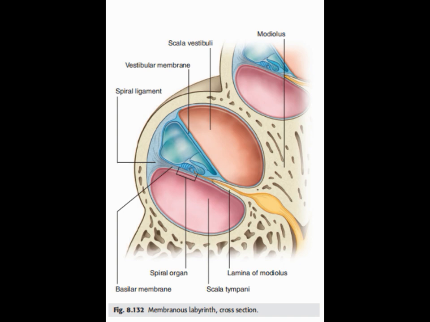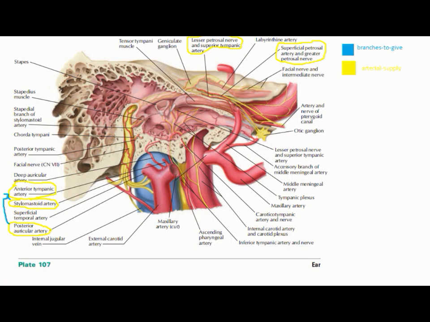cochlear duct. Vessels. The arterial supply to the internal ear is divided between vessels supplying the bony labyrinth and the membranous labyrinth. The bony labyrinth is supplied by the same arteries that supply the surrounding temporal bone. These include an anterior tympanic branch from the maxillary artery, a stylomastoid branch from the posterior auricular artery, and a petrosal branch from the middle meningeal artery.